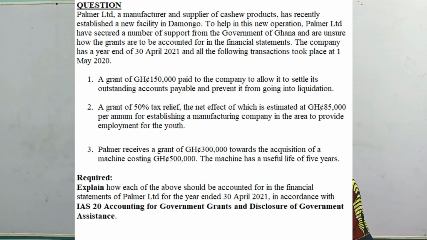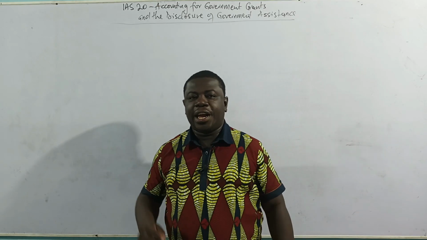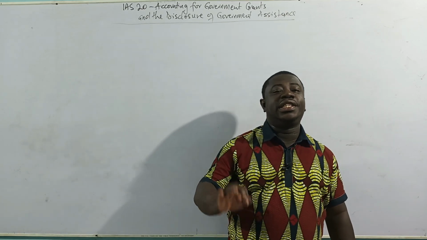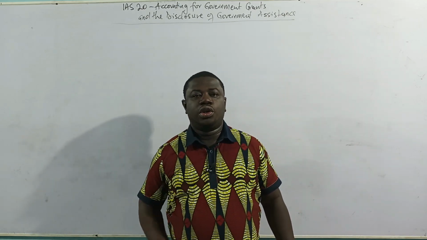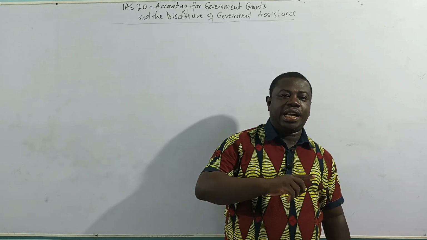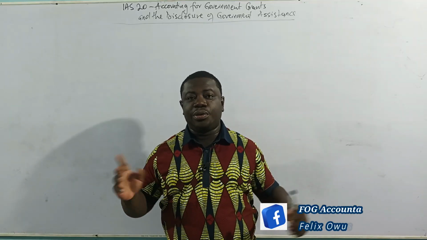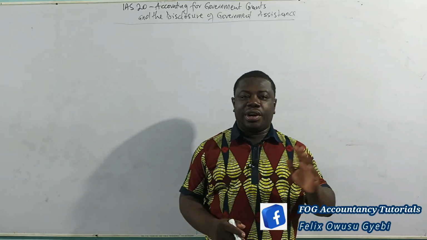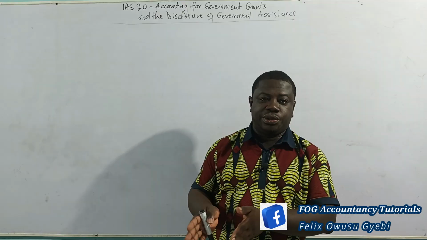Now, the first one, a grant of 150,000 paid to the company to allow it to settle its outstanding accounts payable and prevent it from going into liquidation. How are you going to comment on this? Now, this one is a grant relating to income. So, we have grants relating to income and grants relating to assets, and each of them, you know how to treat that. When it comes to grants relating to income, there is just one way to treat it.